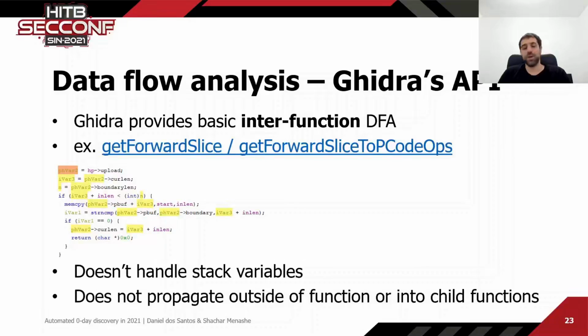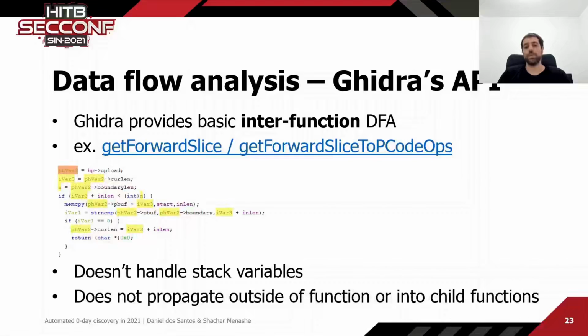And actually Ghidra provides a basic API for this. It's called getForwardSlice or getForwardSliceToPcodeOps, depending on what you want to get. But this is intra-function, so that means it will only work inside the same function. It will not show you where the variable propagates outside of the current function. It also doesn't work very well with stack variables. Sometimes it works, sometimes it doesn't, but it's a bit iffy.